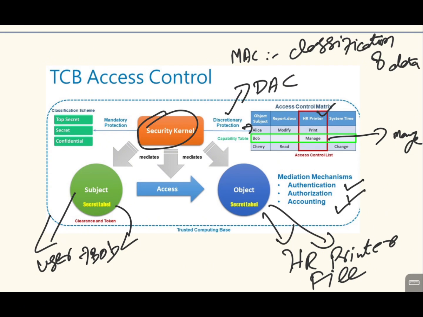So the final takeaways: TCB is implemented at the OS level, Windows, Linux, Unix, through security kernels. Access is granted based on security labels and permissions, right? The security kernel enforces authentication, authorization, and accounting. Bob can access the HR printer because both have the secret label and he has been granted manage permission. The administrator can provide override access via discretionary control, allowing Bob or any other user any additional permission, right?